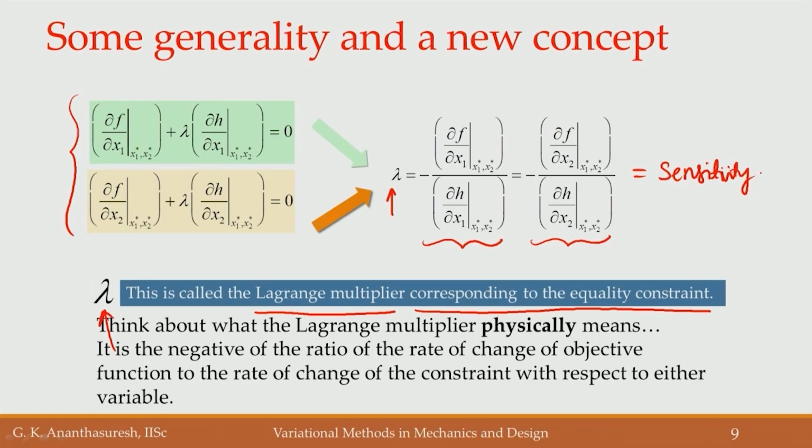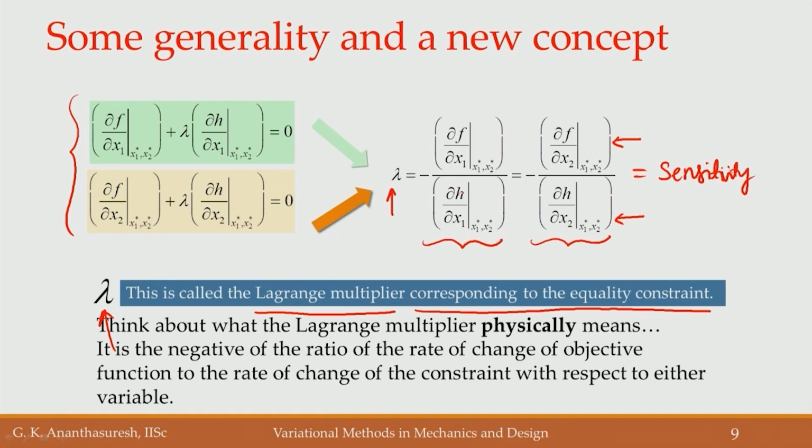What do we mean by that? It shows that if there is a small change in the constraint, it tells you what change is going to be in the objective function with respect to that variable, for that matter any variable, because this is valid for x1 and x2. When you have more variables, the same trend continues, right.